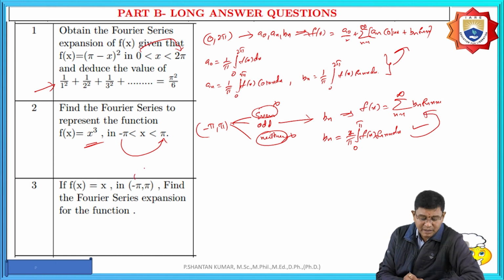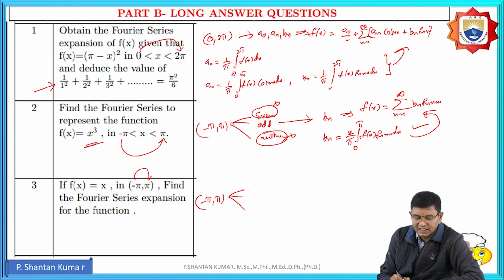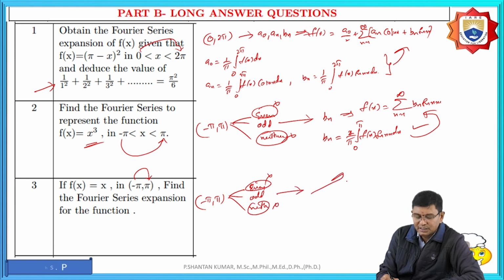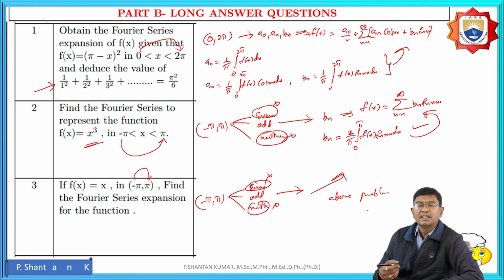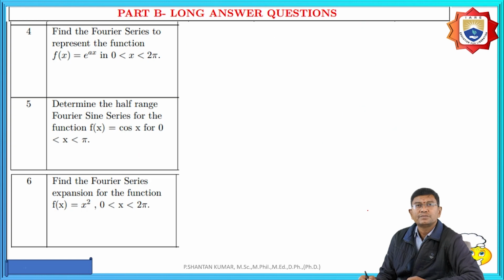And next one, minus pi to pi. Here, same as the problem above, we check whether the function is even, odd, or neither. Same as before, it is also not even, not odd, and we need to find it the same way as the above problem. It is like the second problem, we need to calculate the solutions, the same condition only.